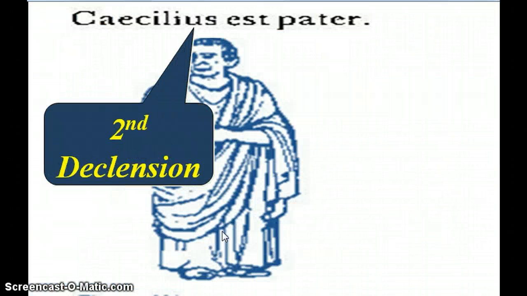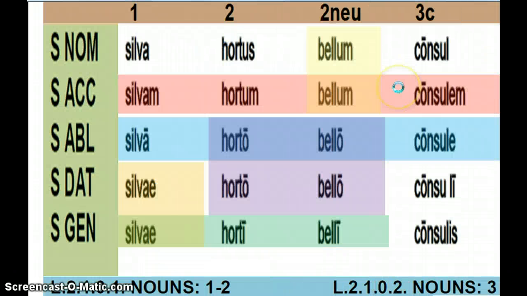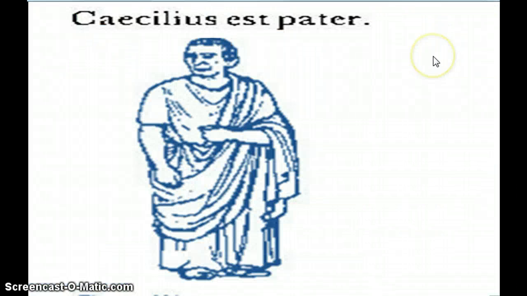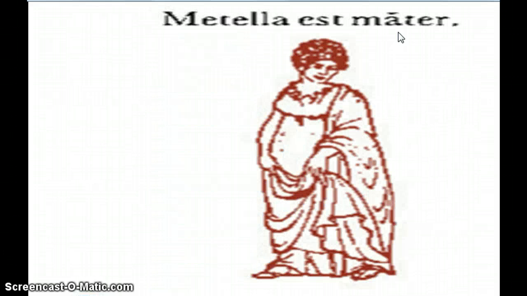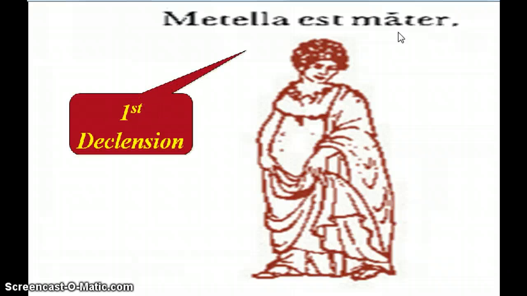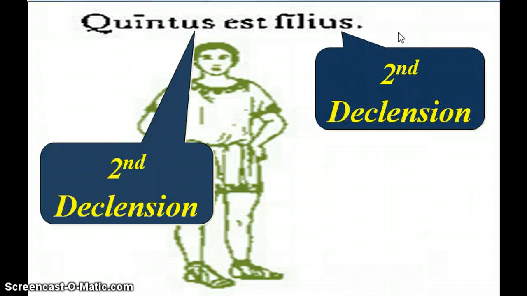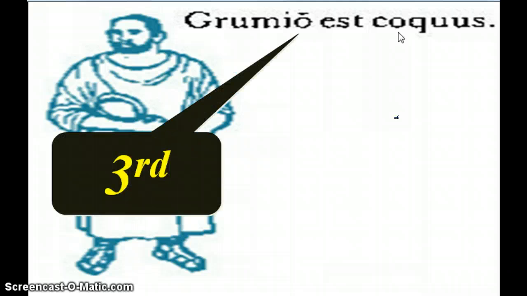Okay. What about pater? Well, does it end in a, us, or um? First declension, us, second declension, um, second neuter. No, it doesn't. So if it doesn't end in those, it's probably third declension. Metella, does that end in a, us, or um? Well, it ends in a. That tells you it's first declension. How about mater? Does it end in a, us, or um? It's third declension. Quintus, well, it ends in us, therefore it's second declension. Filius ends in us, it's second declension. You get the basic idea.